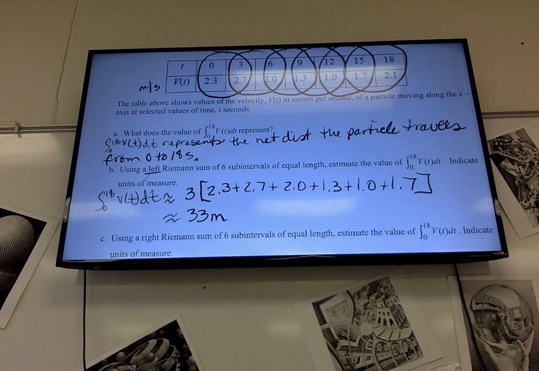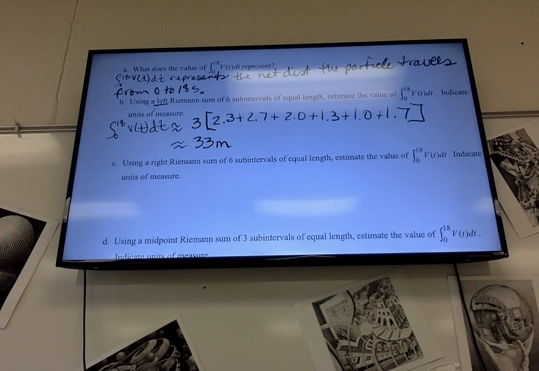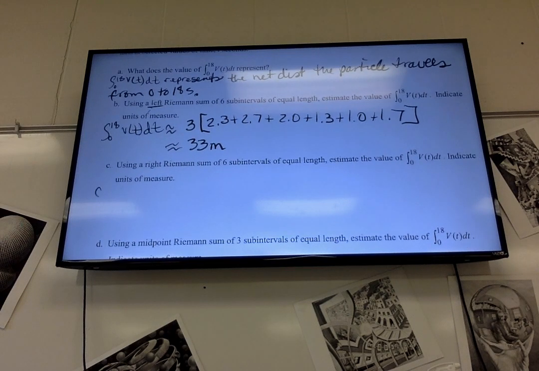Okay, everybody's stuff in the middle. We got the 33 meters. See that? Yeah. All right. Stuff in the middle equals 11. It's meters because it says meters per second. So when we integrate, it gets rid of the per second. Okay, a right Riemann sum. Same thing, only this time use the right one.